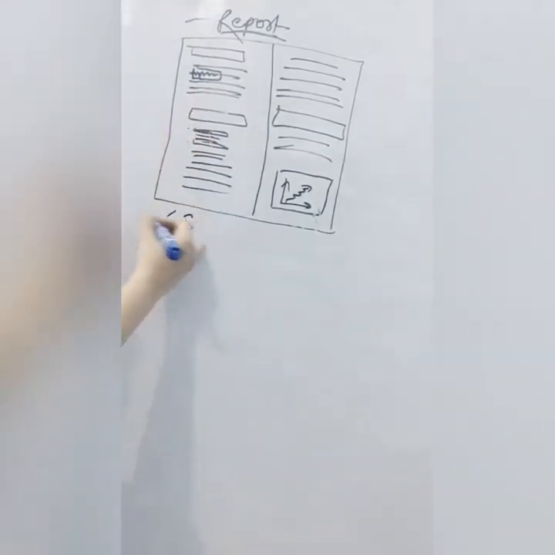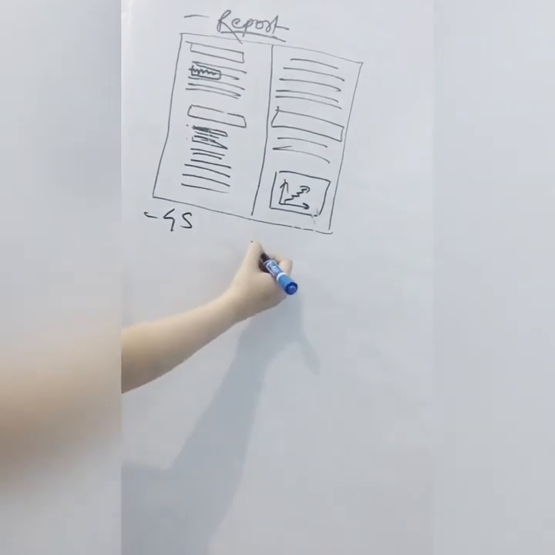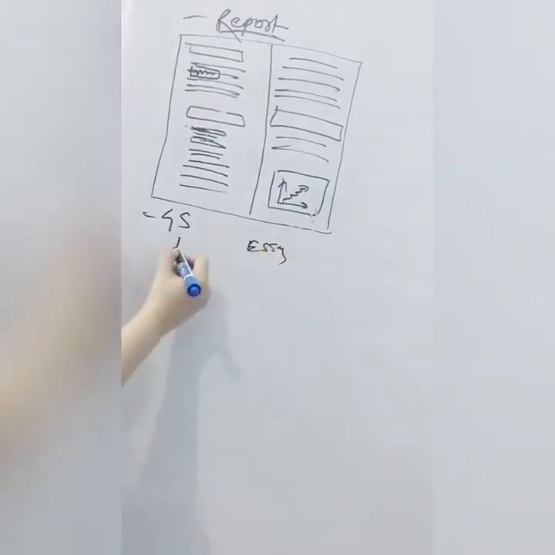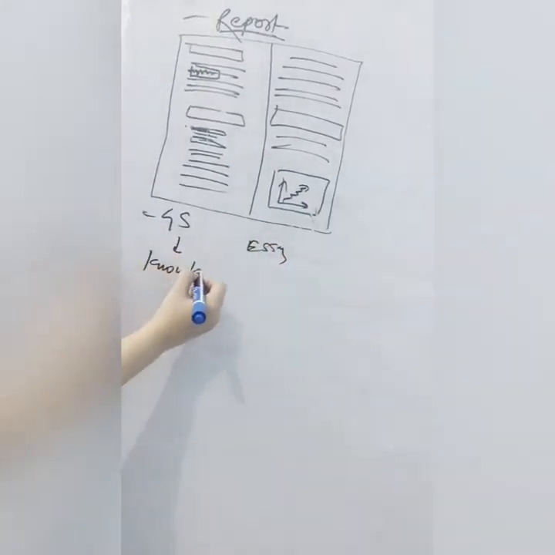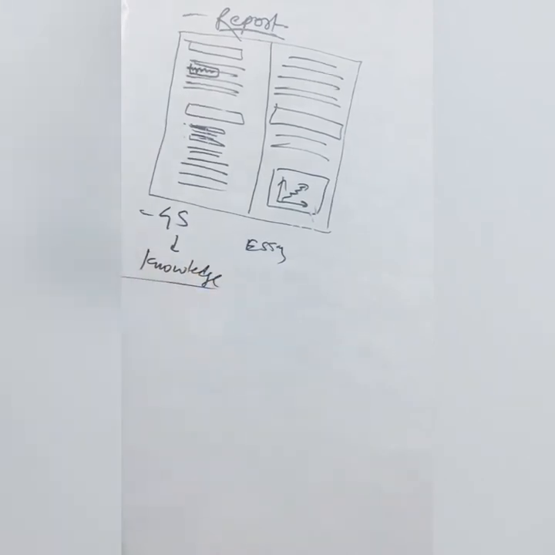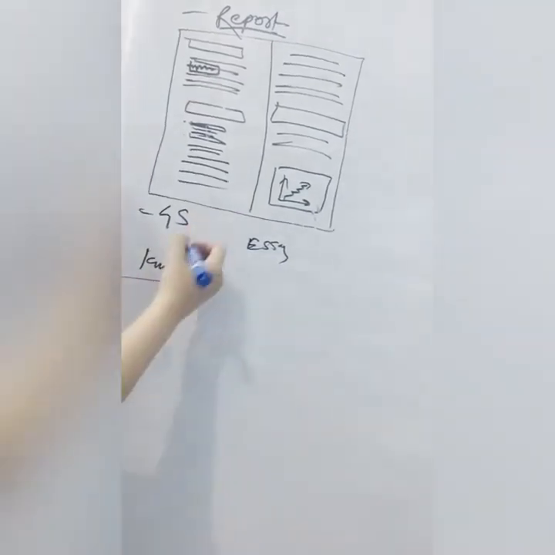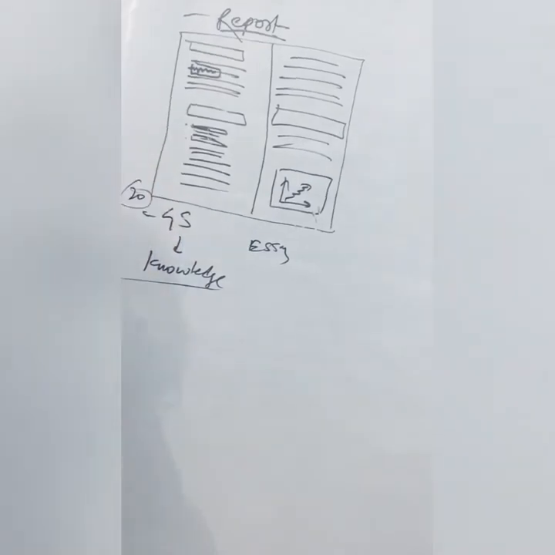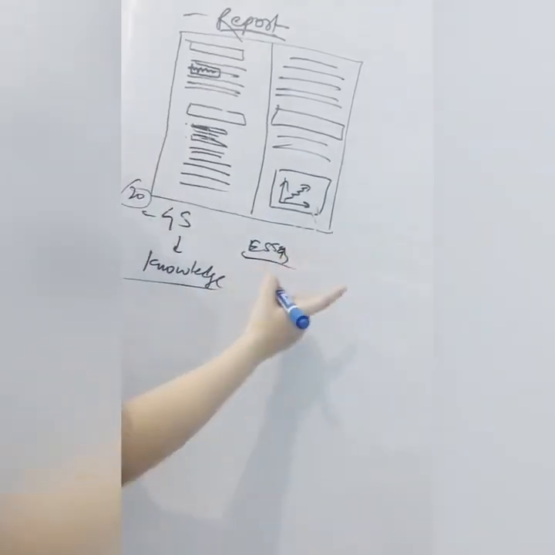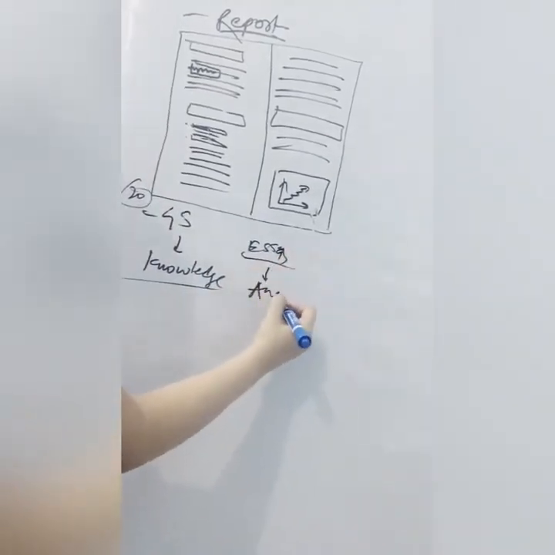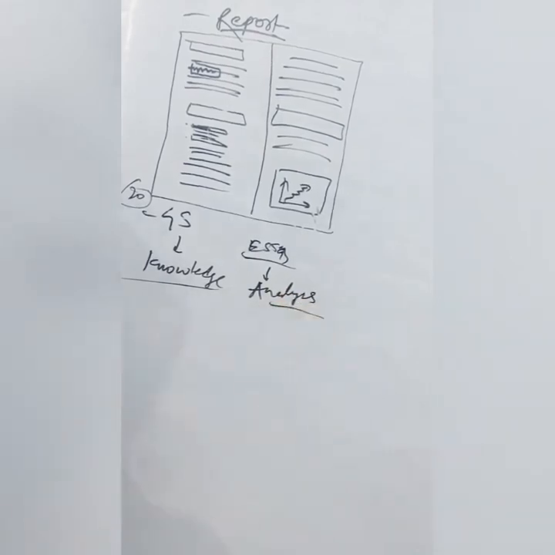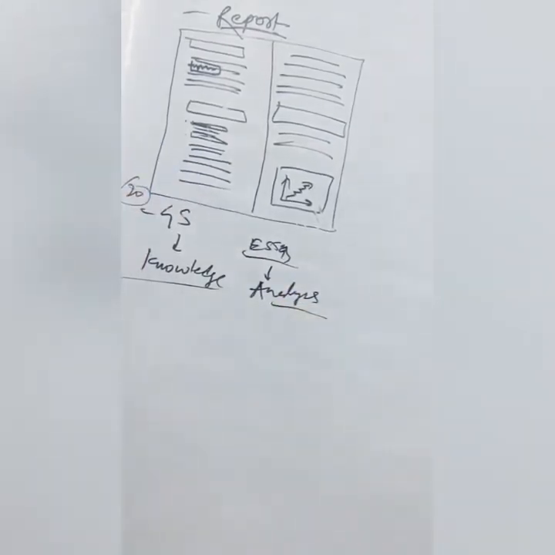If you talk about the GS paper, what is the difference between the GS and essay paper? In the GS paper they check your knowledge, how much knowledge you have of the subject. That's why they ask 20 questions, and here in the essay they will ask 1 question and they will test analysis and in-depth understanding. They will also test your emotional aspects and biases.